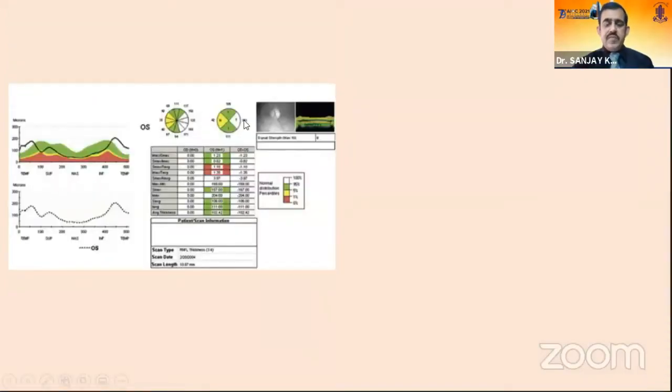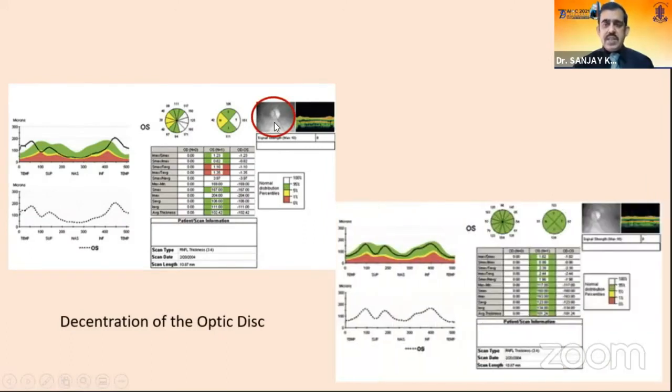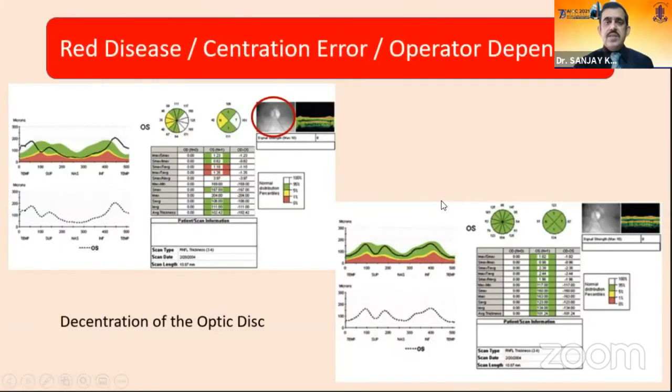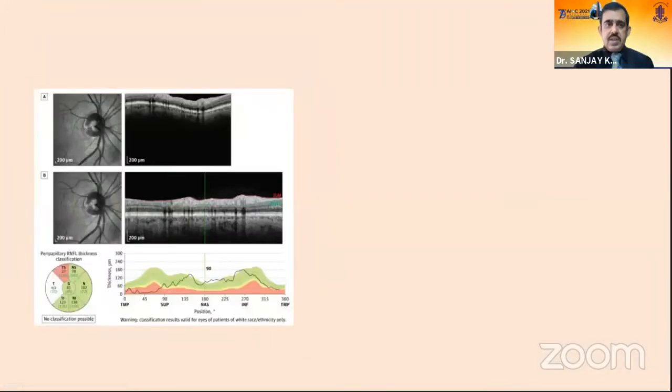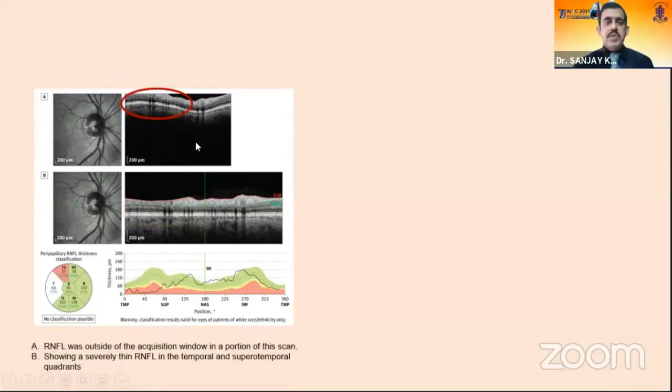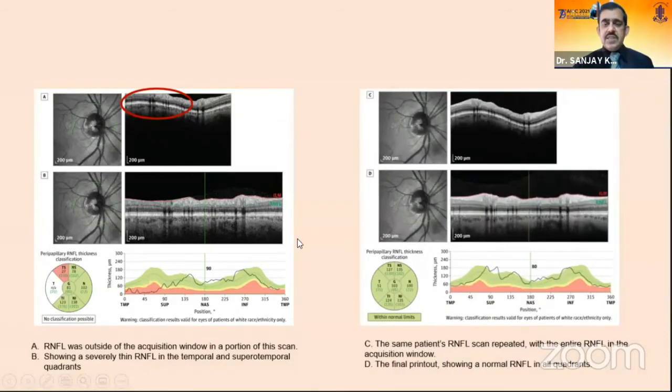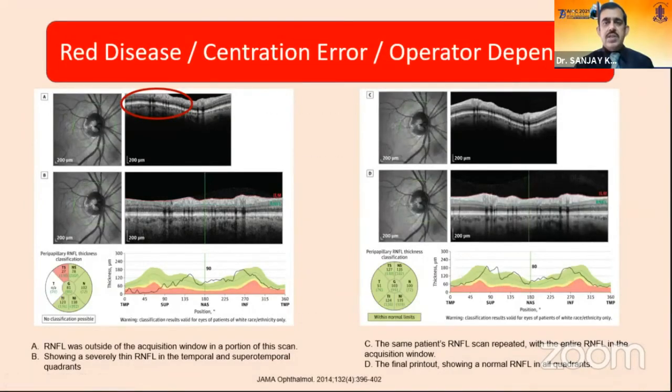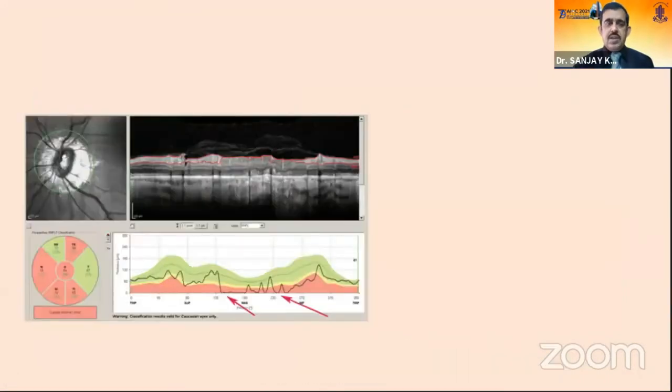Here's an example. If we see carefully, the disc has not been placed centrally. And when we place the disc centrally, all the red areas disappear. So this is a centration error by the operator. Another printout from the Spectralis, if we observe carefully, we see that the RNFL tomogram has not been placed in the center, so causing a lot of red areas. When we place it centrally, the red areas disappear. So this is another example of centration error by the operator.